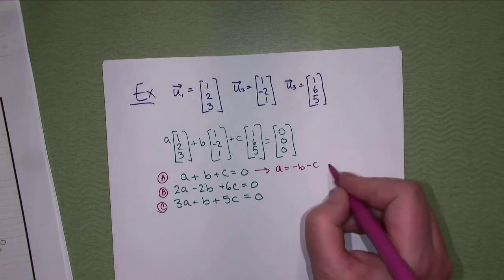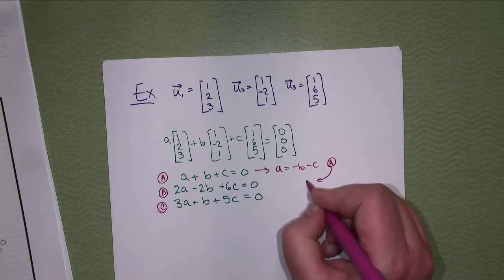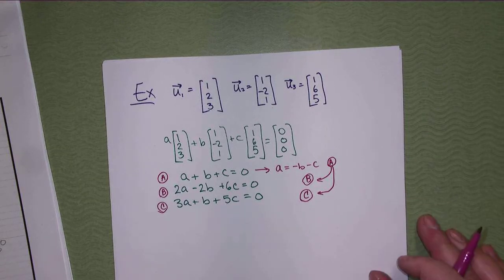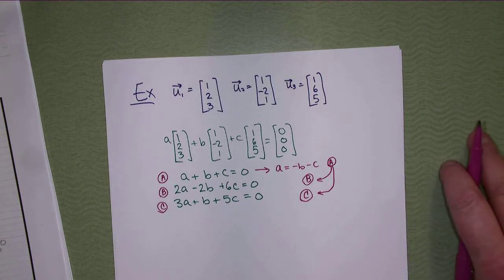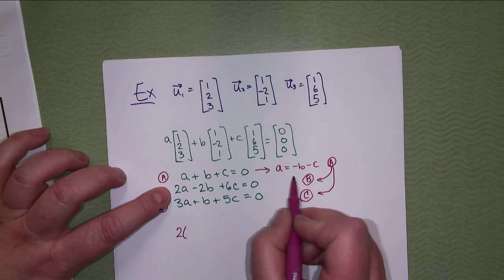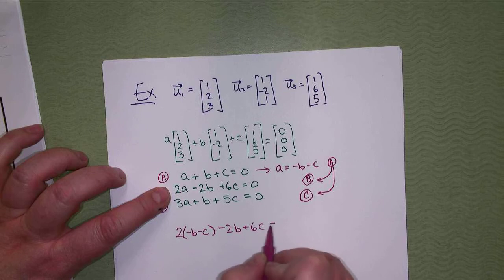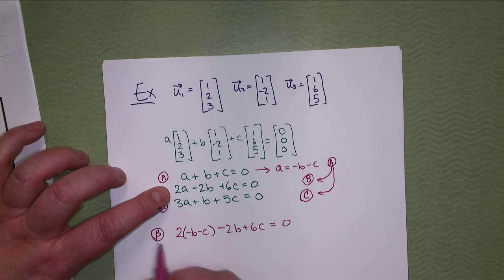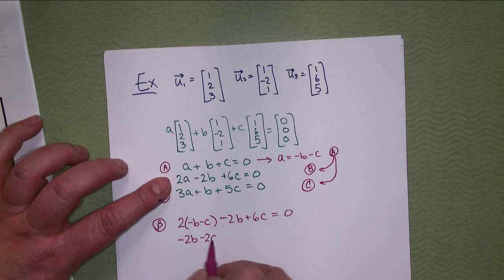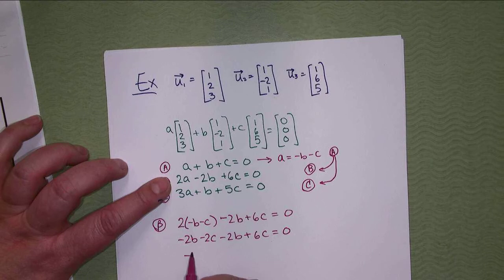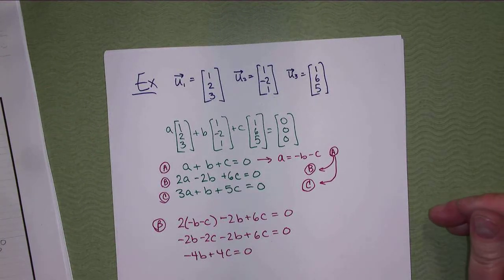So we're going to take this as equation A, and we're going to put it into B, and then we're going to take equation A and put it into C, and this will give us two equations with just those letters in it. So let's do that. So here's 2 times A minus 2B plus 6C equals 0. This is equation B. All right, so I've got my equation. And do the same thing with C.